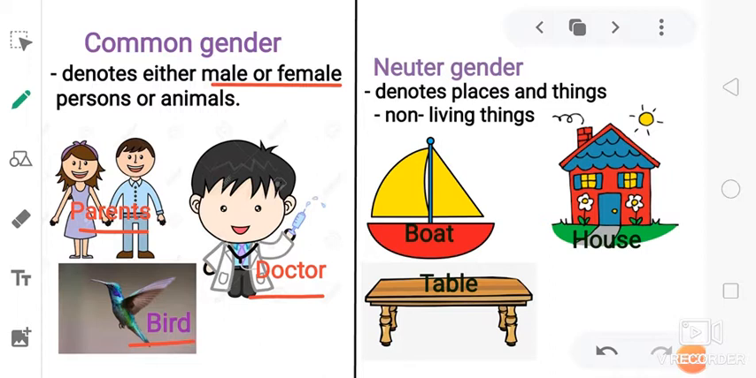The fourth type of gender is neuter gender. It denotes places and things. All non-living things are neuter gender. What are non-living things? Those which do not have life. Example: boat, house and table.